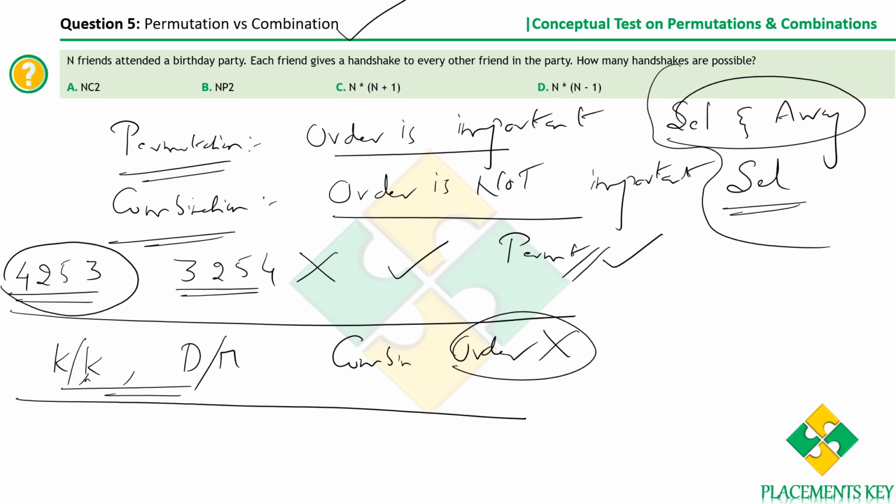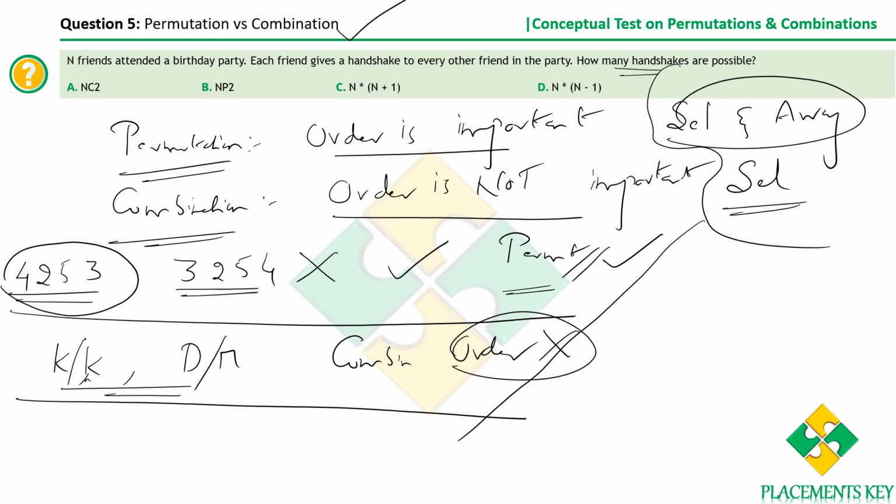For example, all seating arrangement based questions are permutation based questions. Why? Because order is important. Now let's take this question here. N friends attended a birthday party. Each friend gives a handshake to every other friend in the party. How many handshakes are possible?